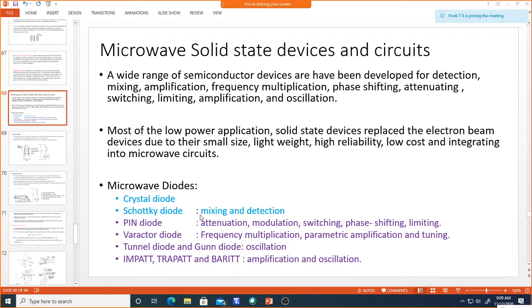Okay, now coming to the crystal diode, this is a simple form of diode which can be used for detection purposes. And the Schottky diode you can use for mixing and detection. Like in general at low frequency, you will use amplitude modulation and detect by using a diode at the detection or demodulation side. In a similar way, the microwave signal also you can detect after modulation. So you can demodulate and detect the microwave signal.